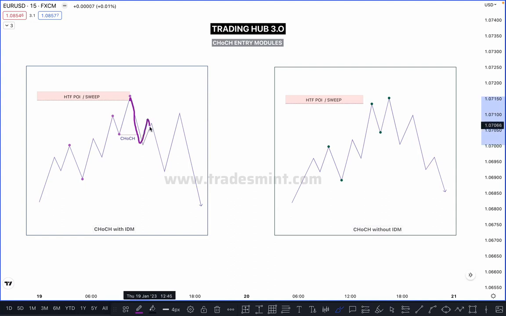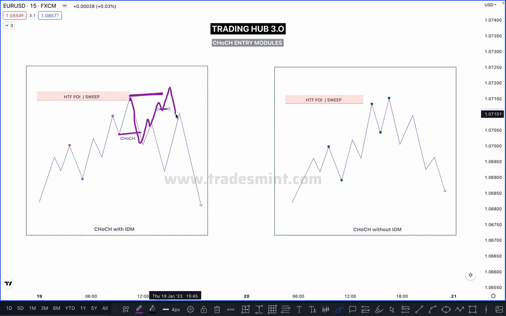Sometimes the market continues higher and breaks this one. So you have to wait for another change of character. This is not a change of character. This becomes our inducement, because the market did not create any inducement here. Once the market breaks the previous high, which is here, and then breaks this low at this point, this becomes our change of character, and this entry is still valid here.